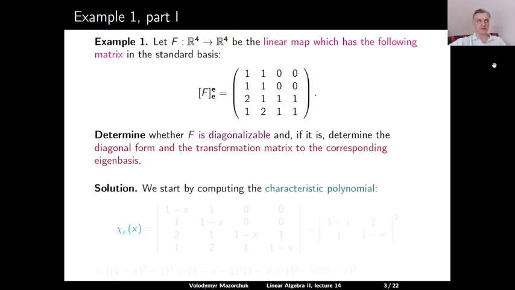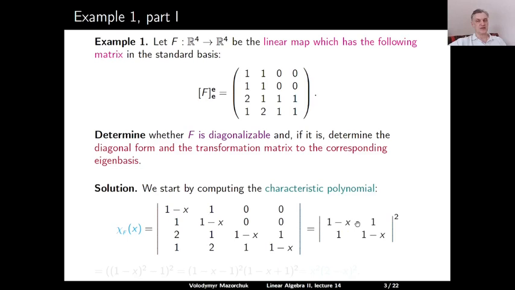Problems about diagonalizability always start with determining the eigenvalues. For this, we need to determine the characteristic polynomial of our linear operator. So we take the matrix of our linear operator in the standard basis, subtract x on the diagonal, and compute the determinant of this matrix. We see that this is a lower block triangular matrix with 2 times 2 blocks on the diagonal, so its determinant is equal to the product of the determinants of these 2 times 2 blocks, which coincide, by the way.